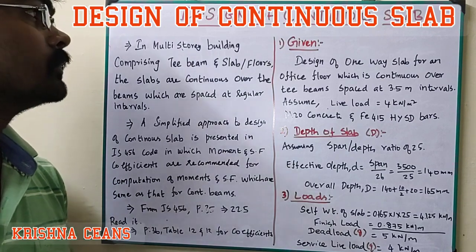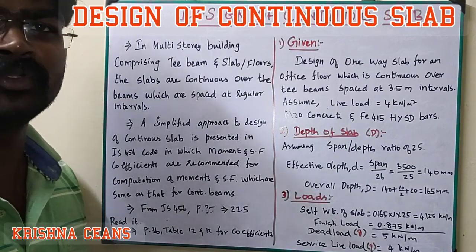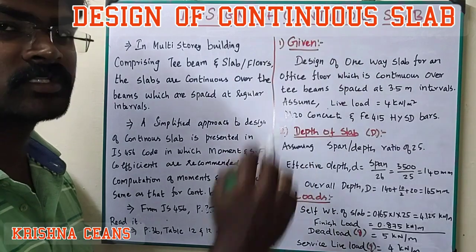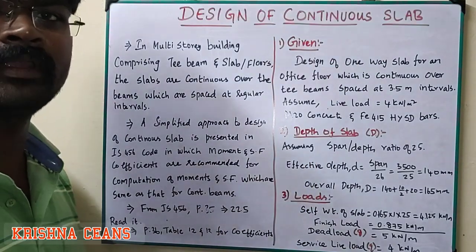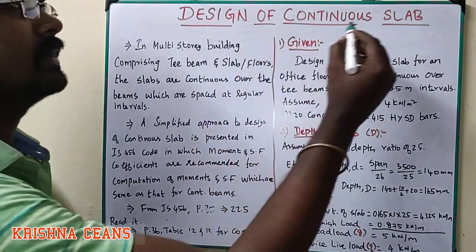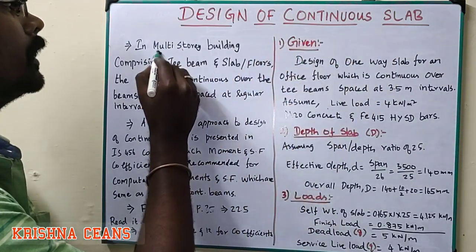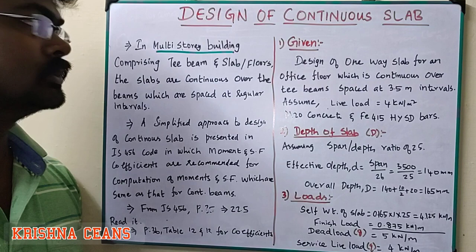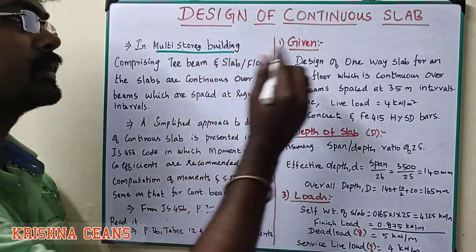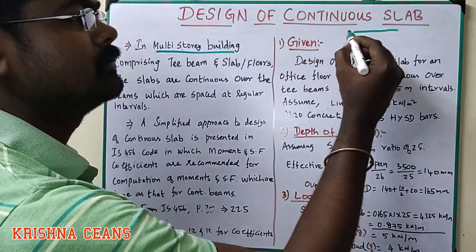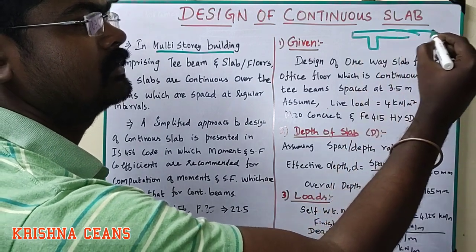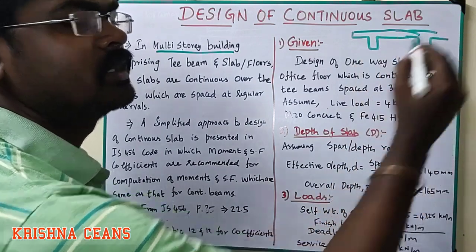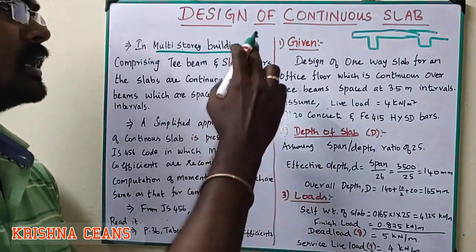Welcome. In this video we will discuss the design of continuous slab. Where do we go for a design of continuous slab? A multi-story building comprises T-beams, then slab, again like a T-beam. It will be like a continuous slab.